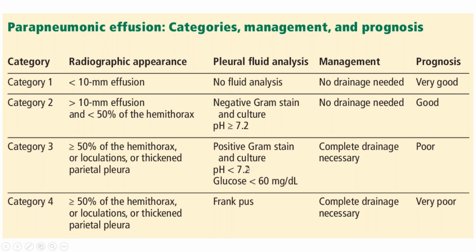If more than 50% of the hemithorax is involved, with loculation, positive Gram stain, pH less than 7.2, that means the pH is low because there is a load of bacteria there. They have consumed the glucose and formed lactic acid, which causes the lowering of the pH. Here the prognosis is poor. You have to do the same thing I told you in empyema. With more than 50% loculation, a thickened pleura, frank pus, complete drainage is necessary and you have to put the chest tube.